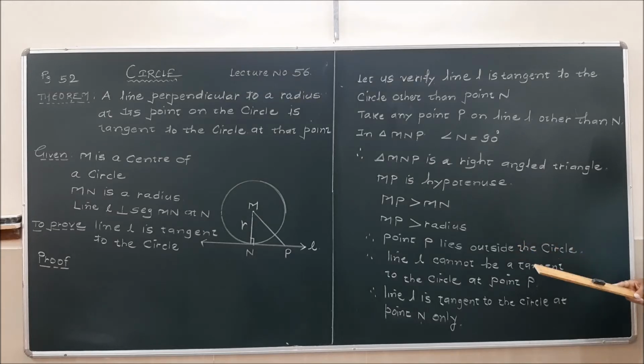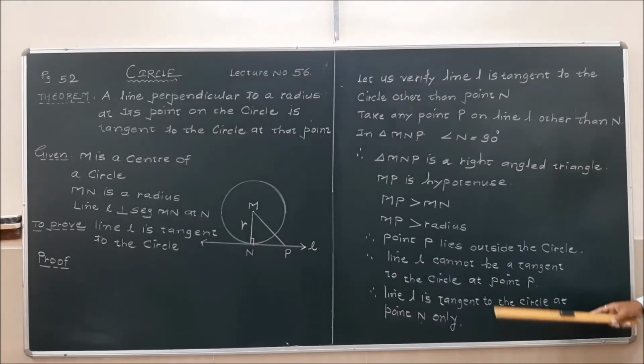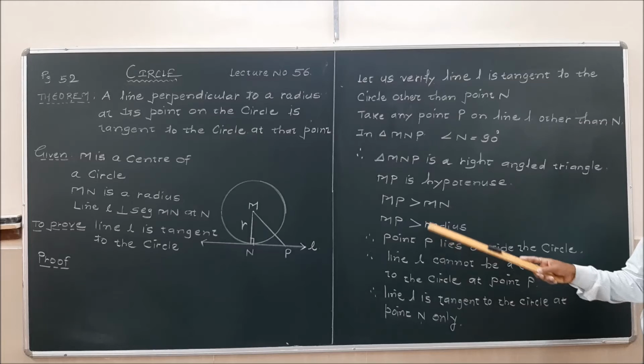Therefore, you will get that triangle MNP is a right angle triangle. NP is the hypotenuse because it is opposite to 90 degrees. So NP is greater than MN because it is a property of a right angle triangle that the hypotenuse is the largest side. Or in other words, the hypotenuse is greater than the remaining two sides. Therefore, you will be getting NP is greater than MN.